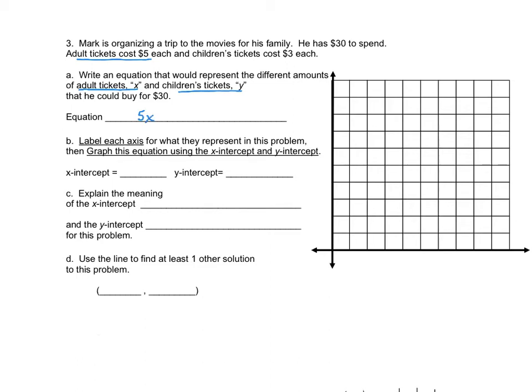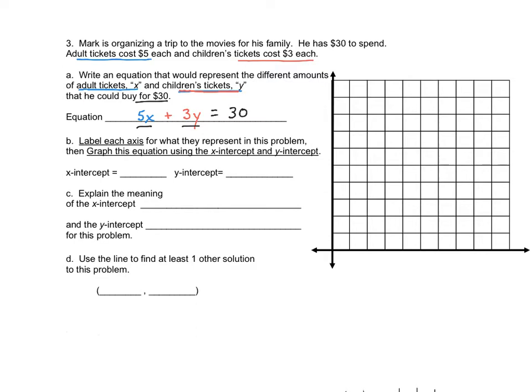But then we also have the child tickets, which don't cost $5 each. They have their own rate, and they cost $3 each, but that $3 each is only for the child tickets. So the total cost for the child tickets would be 3y. So we have the total cost for the adult tickets here, the total cost for the child tickets, and when you add those together, that should equal the total cost. And it says he can only spend $30 because that's all he's got. So equals 30.